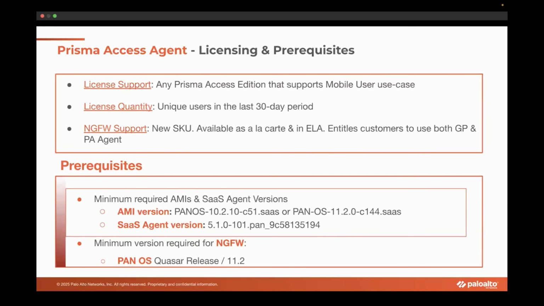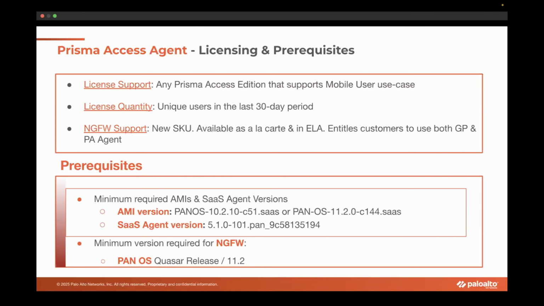Okay. From a licensing perspective, from the Prisma Access side of things, there is no change in the licensing. So the same mobile user license, or the MU license, that was used for Global Protect is going to be used for the Prisma Access Agent as well. In fact, with this license, you can do both Global Protect as well as the Prisma Access Agent. And again, the quantity is the same as it was with Global Protect. So the unique users are counted in the last 30-day period, similar to what it was with Global Protect.